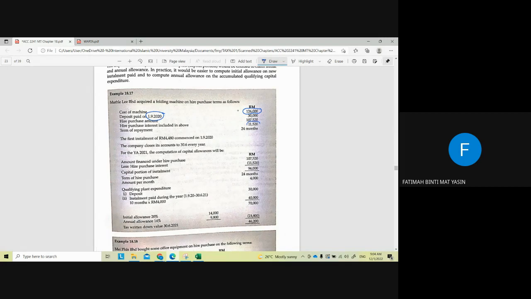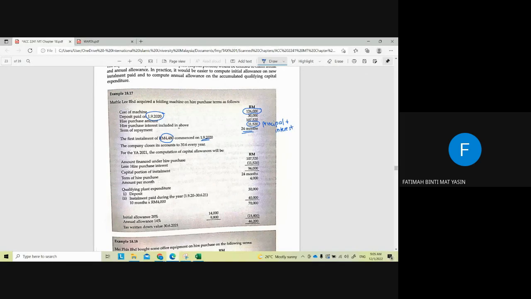Okay, so this one is the installment payment by the company, which is inclusive of the principal amount plus interest. Remember, you must take out the interest portion. And then the term of repayment is 24 months. It means that the company needs to pay for that machine over 24 months. The first installment of 4,480 commenced on 1st September 2020. So this is the first installment.